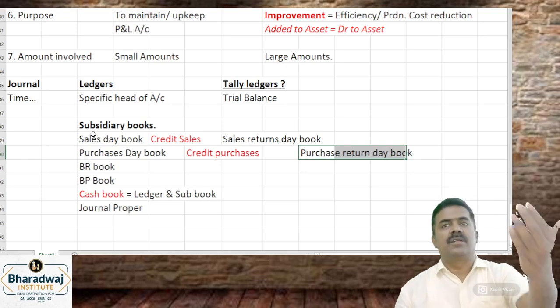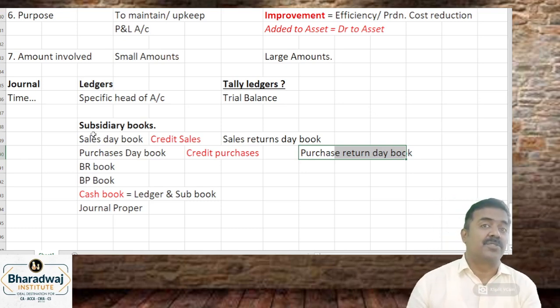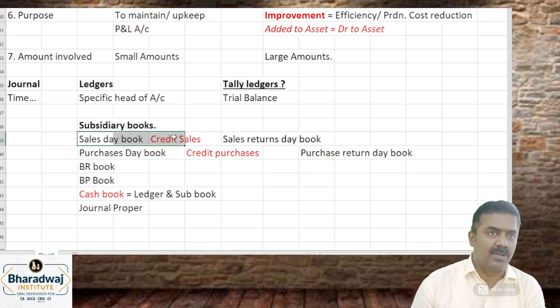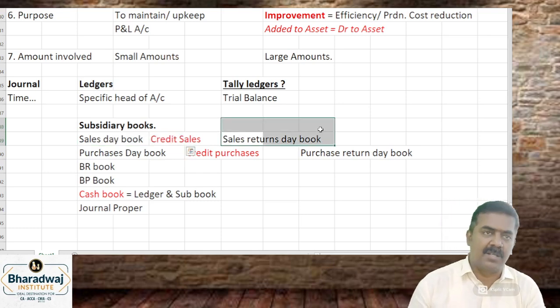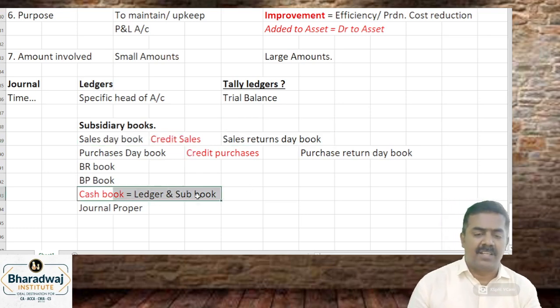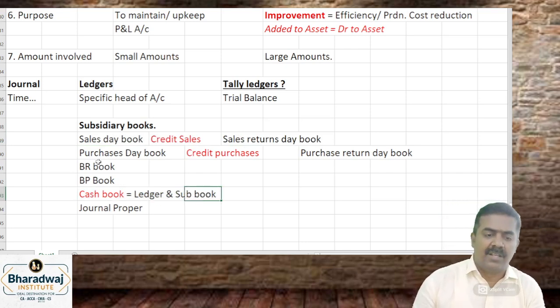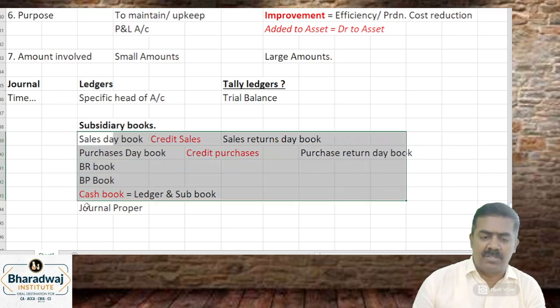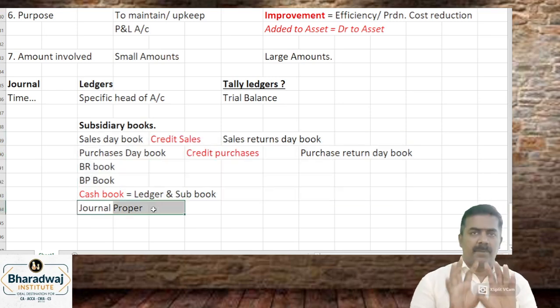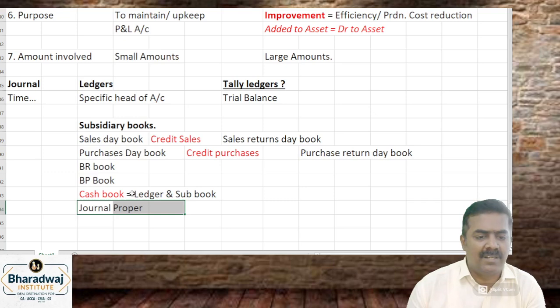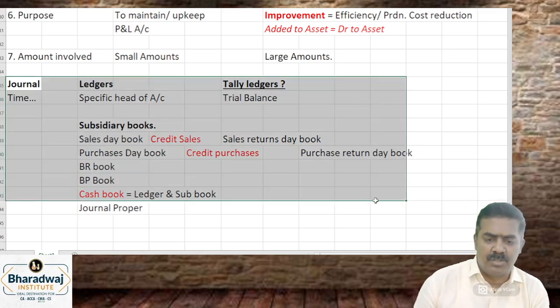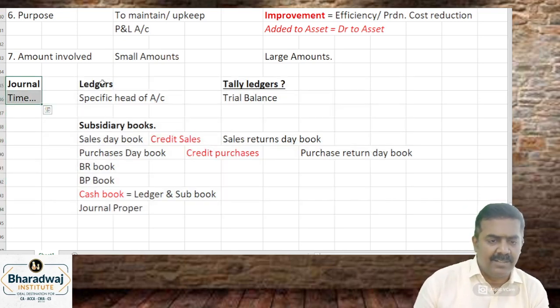Okay. I sold the goods on credit. Sales day book. Okay. That goods you are returning back. Sales returns day book. Cash sales are in the cash book, and the goods return, that will come in which one? Cash book. Anything that is not recorded in day books, that will be recorded in which one? Journal proper. Normal journal entry you will pass: debit, credit, particulars, debit, credit. So this is about the journal, ledgers, specific head of accounts.